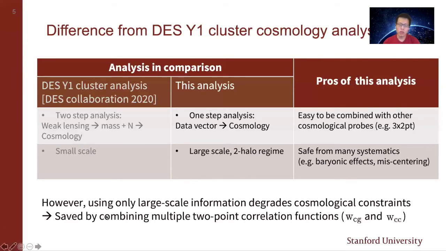However, since we only use large-scale information, this degrades some of our cosmological constraints, but this amount of information loss is saved by including multiple two-point correlation functions, like the cluster-galaxy cross-correlation functions and cluster clustering. And I'll show you later that our cosmological constraints are competitive compared to the traditional cluster analysis.